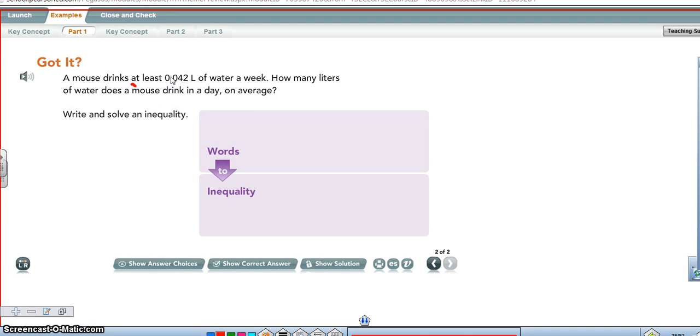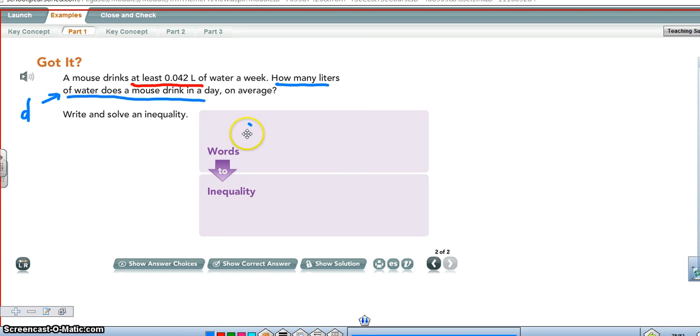Okay, so we need at least 0.042 liters of water in a whole week. The thing that is unknown, or the question, is how many liters of water does a mouse drink in a day? So maybe we could use D for each day. The mouse drinks a certain amount of water each day or every day. Again, that's indicating that we're going to do some kind of multiplication.